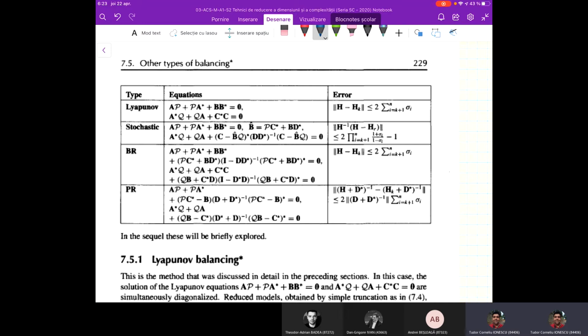So we have several types of balancing: Lyapunov, stochastic balancing, so you can apply this to stochastic systems. Okay, bounded real and positive real. Bounded real and positive real, these are specific properties with respect to the energetic behavior of a system. Positive real is equivalent to a passive system. Passive comes from passive device, such as a resistor. The resistor is a passive device.